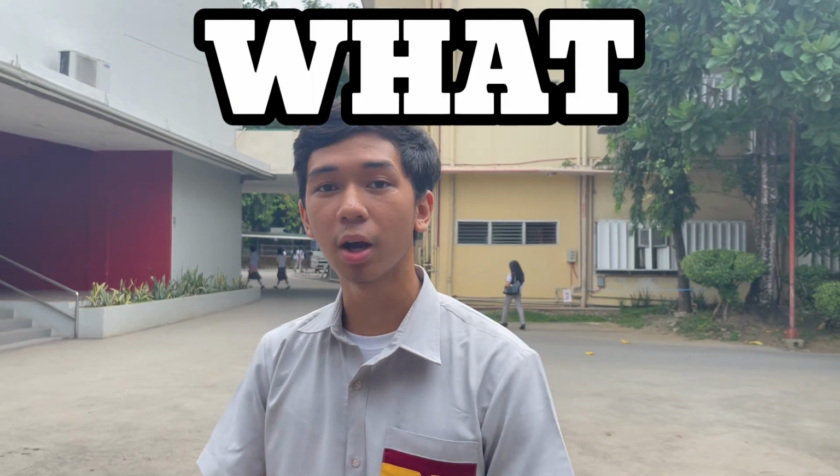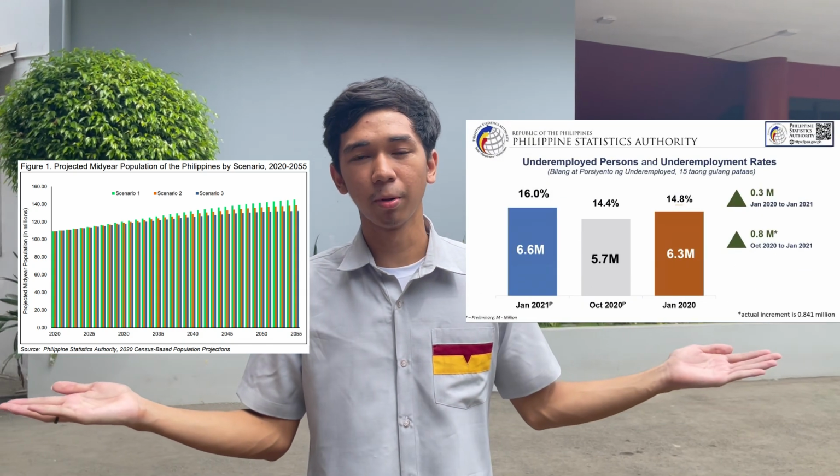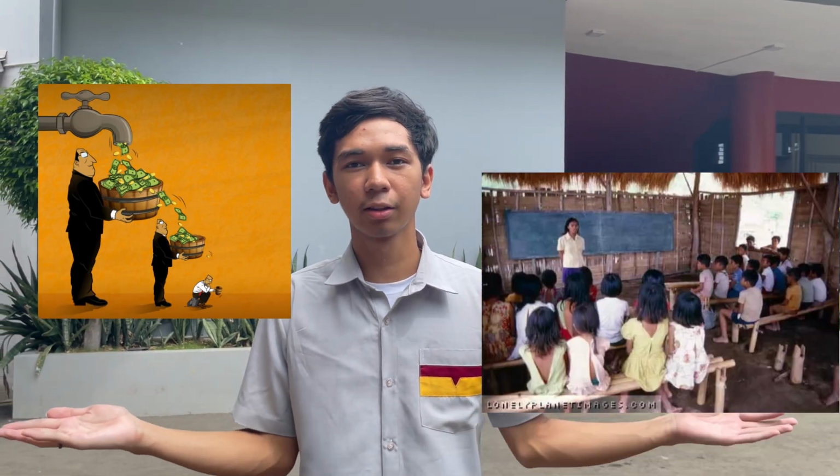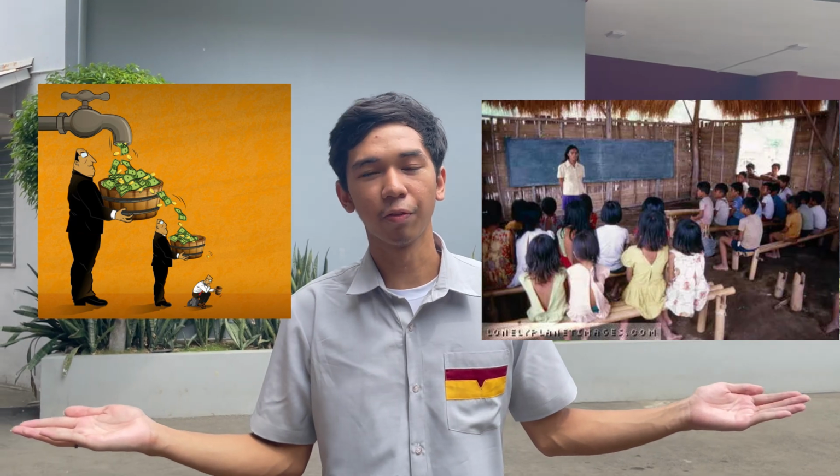But what causes poverty? There are plenty of reasons that cause poverty in the country, but some main factors are the increasing population rate and the increasing unemployment rate of the country. The next ones are economic inequality and lack of proper education for the people.